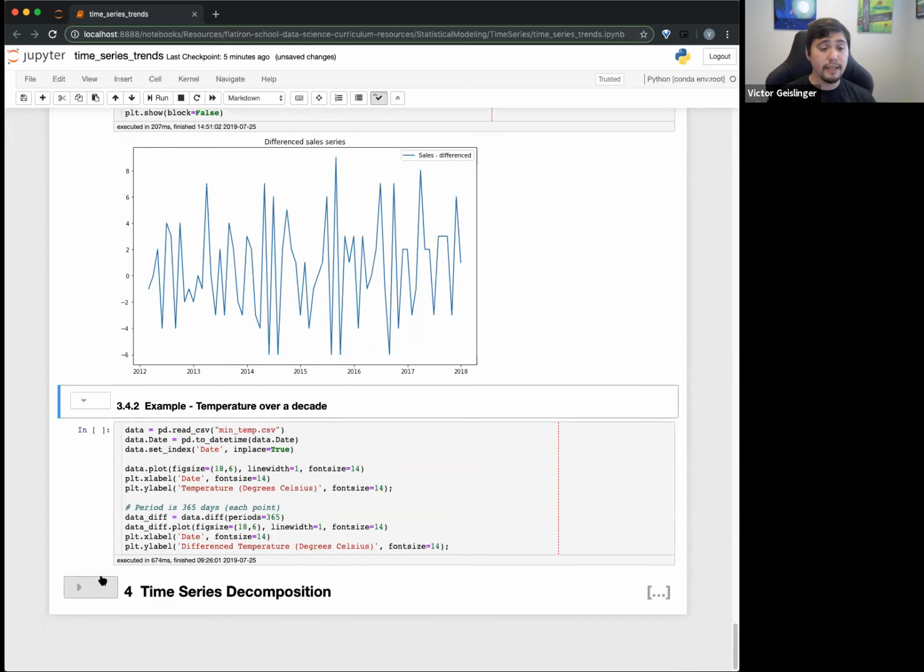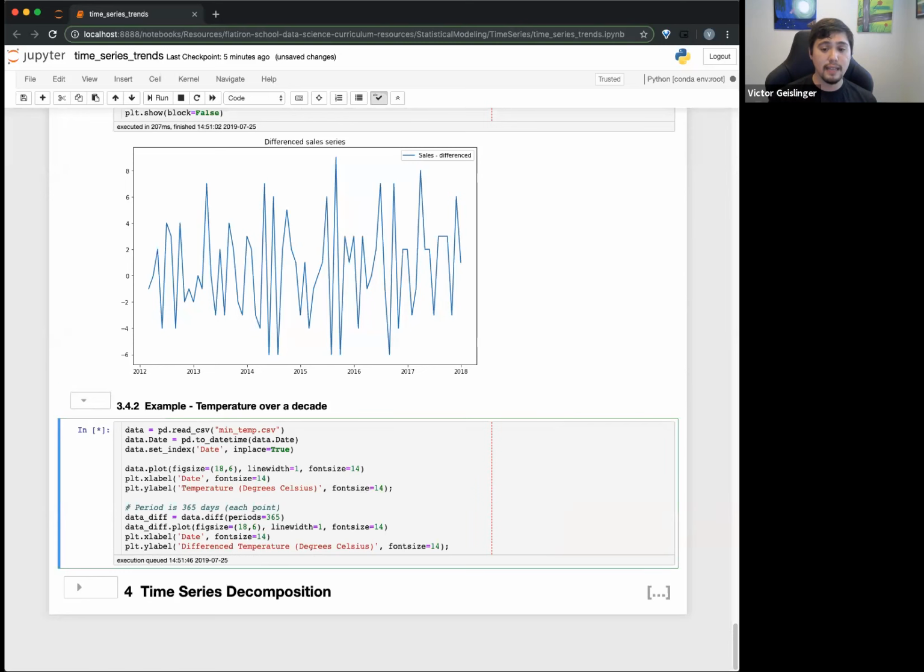This makes sense depending on what data set you're looking at. For example, take temperature over a decade. You would expect the temperature to change over time. Say the planet's warming up: over multiple years you would see the temperature increase and increase, but you also get a time series that fluctuates throughout the year, since it's hot in the summer and cold in the winter, right? So you can do this differencing with a period of 365 days, basically a whole year.